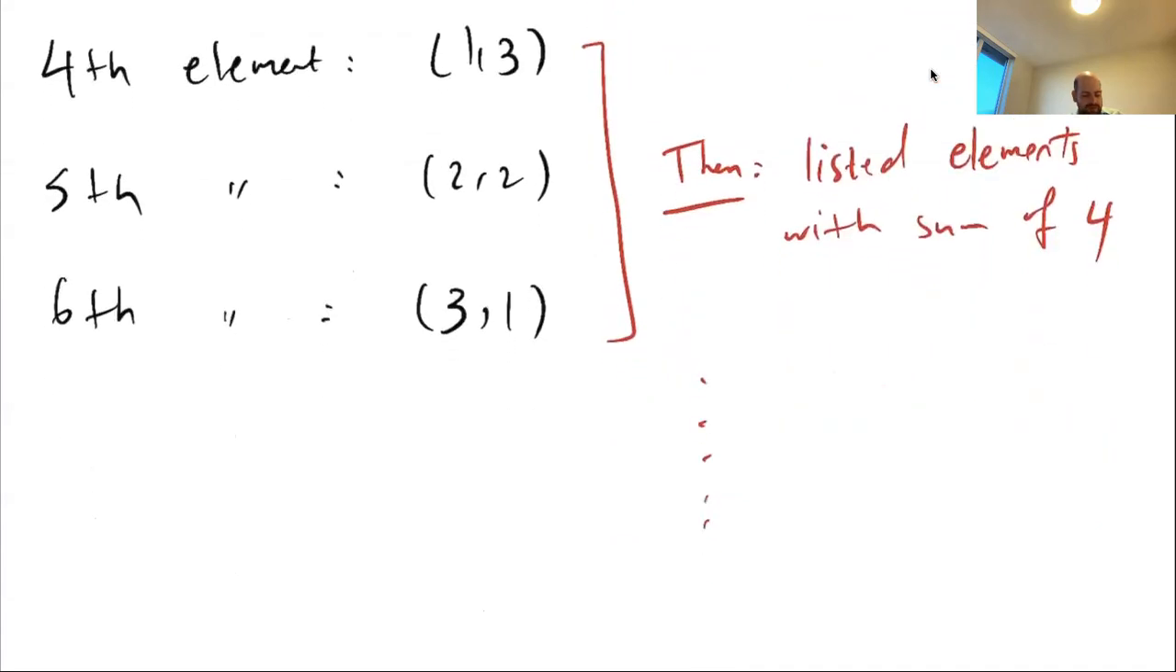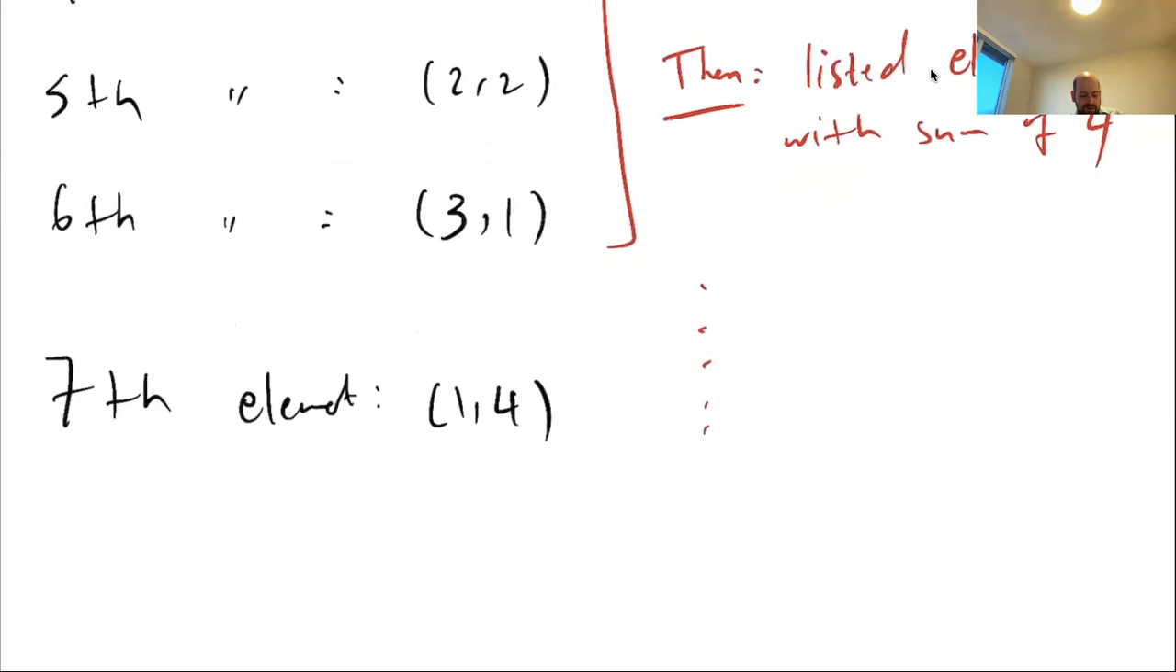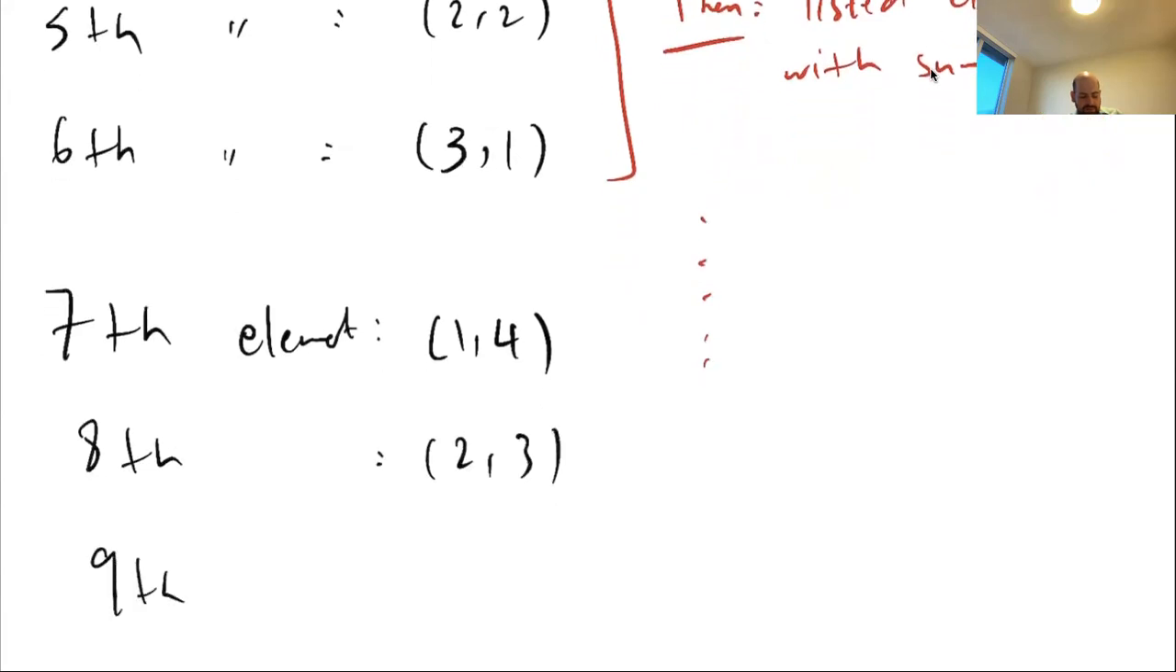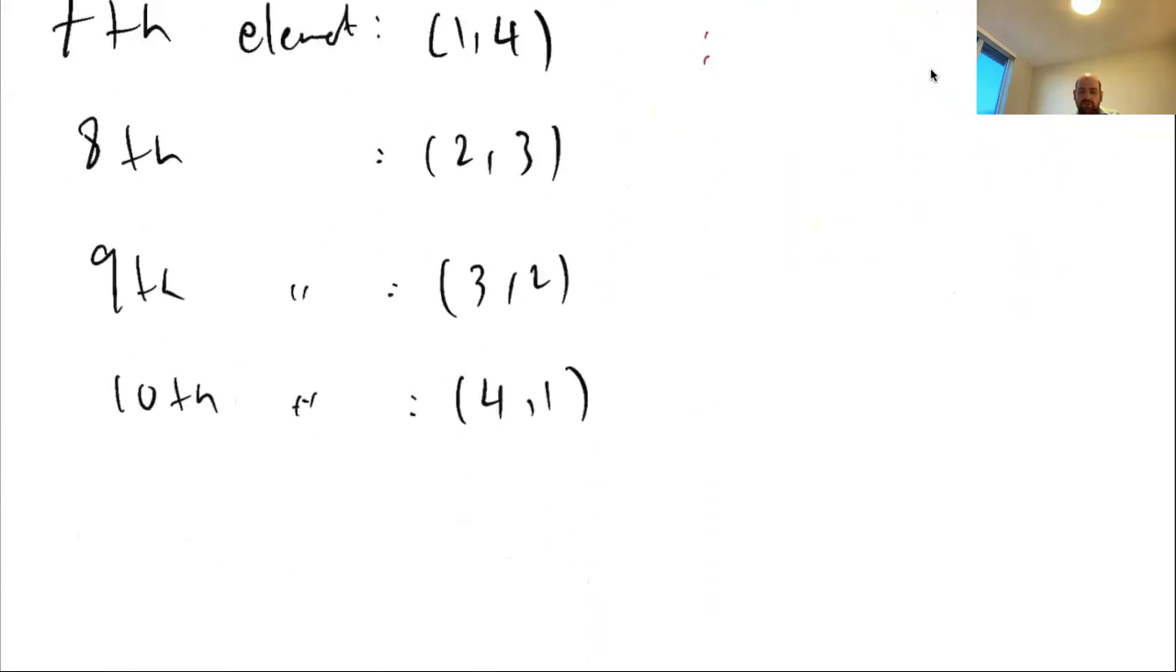So you can probably guess that the seventh element is, so sum of 4 is listed already. Now sum of 5. Sum of 5 could happen as (1, 4), for example, right? And then the next one, the eighth, (2, 3), ninth, (3, 2), and tenth, (4, 1). So these have sum of 5, and so on.